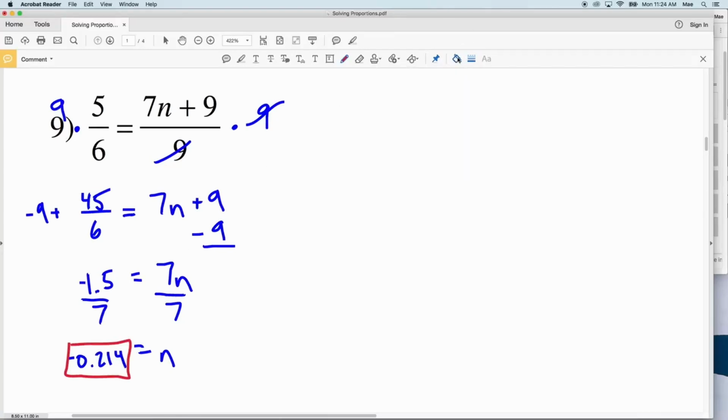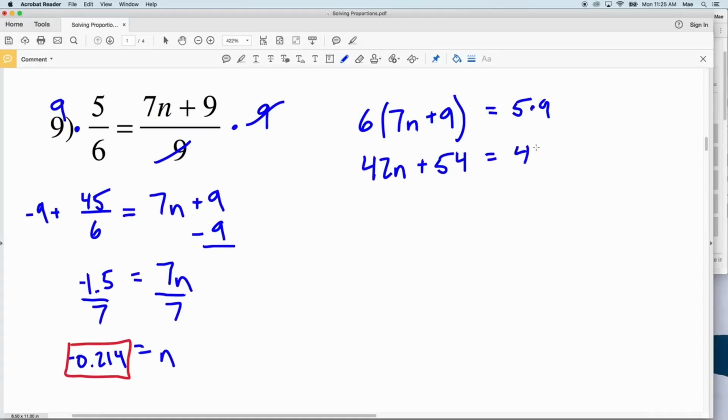Now I'll go ahead and cross multiply for you. If we're cross multiplying, the 6 gets multiplied to the 7n plus 9, and that's going to be equal to the 5 times 9. 6 times 7 is 42 times n. 6 times 9 is going to be 54, and that's equal to 5 times 9, which is 45.